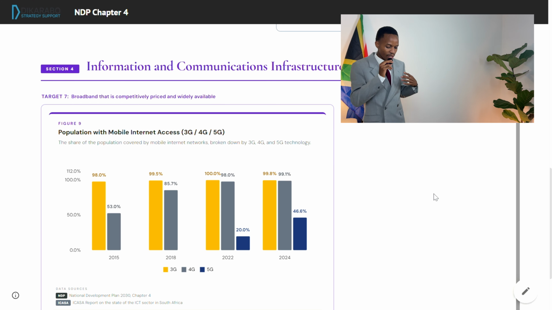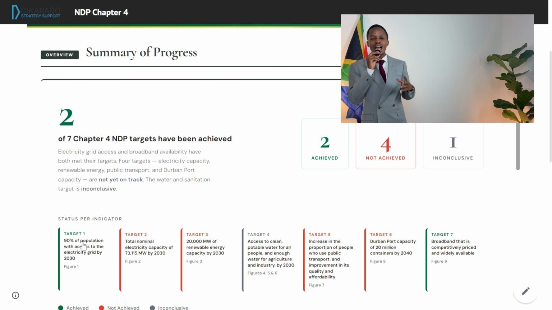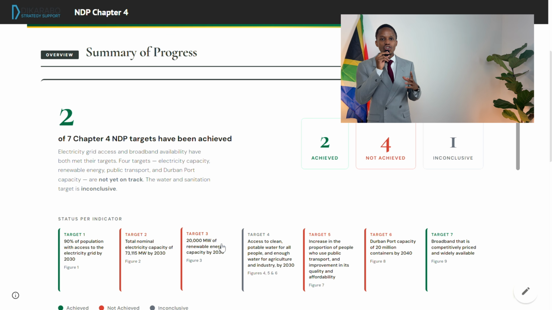Now, in this dashboard, what we have spread amongst these 4 categories of economic infrastructure are 7 targets. And of these 7 targets, 2 of them are on track to being achieved by 2030. 4 of them do not seem to be on track to being achieved by 2030, and 1 is a bit inconclusive at this point. If we scroll down a bit on the dashboard, we get to the energy sector related goals and the progress toward each of these.